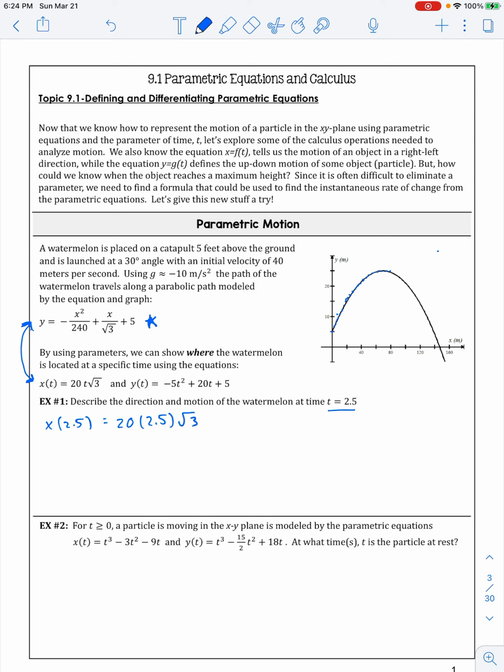and y of 2.5 is going to give me the up or down direction. So if I put 2.5 into 20t times the square root of 3, I get 20 times 2.5 times square root of 3, which is 50 square root of 3, approximately 86.603. That would be meters. And then my y at 2.5 would be negative 5 times 2.5 squared plus 20 times 2.5 plus 5. If I put that in my calculator, I get 23.750 meters.